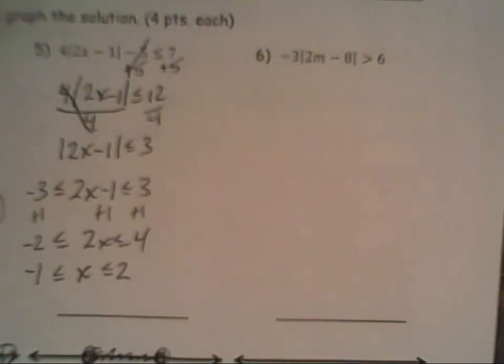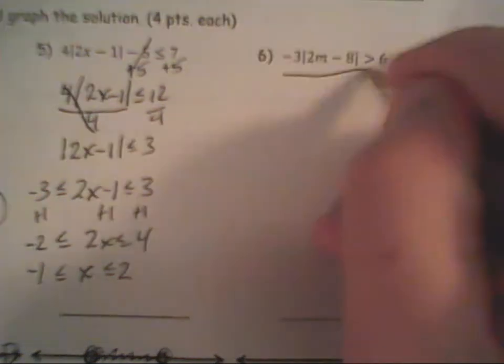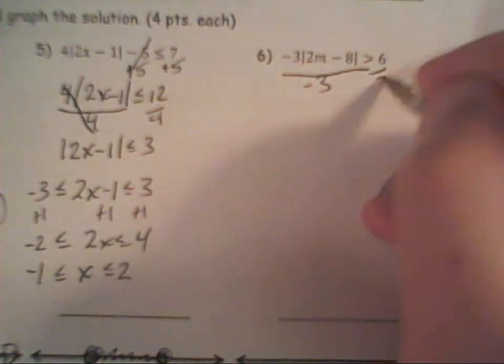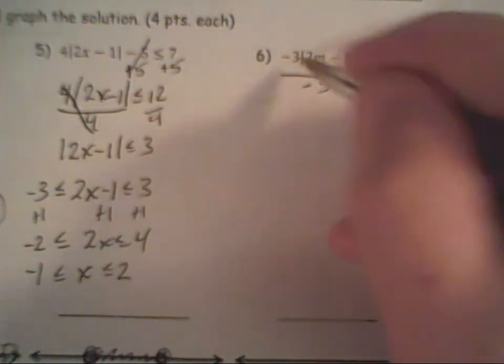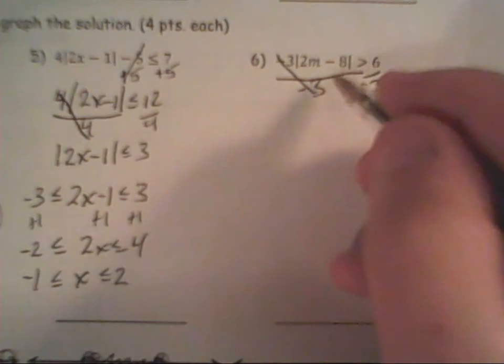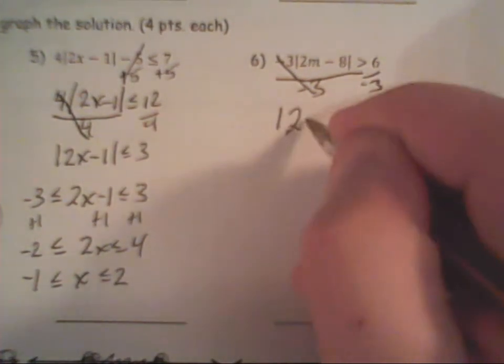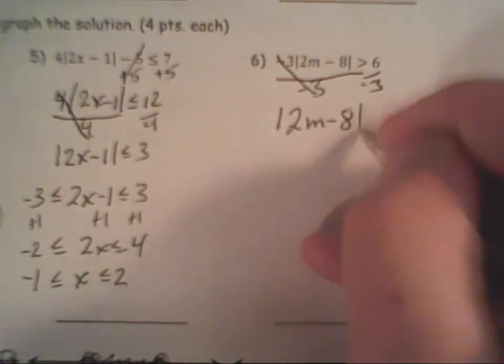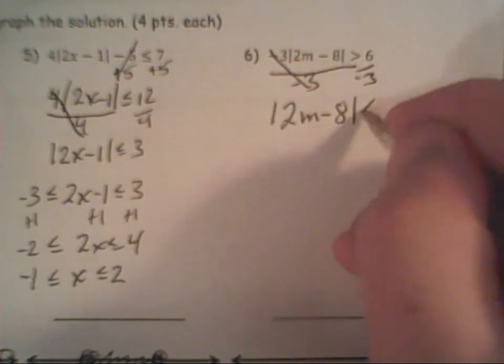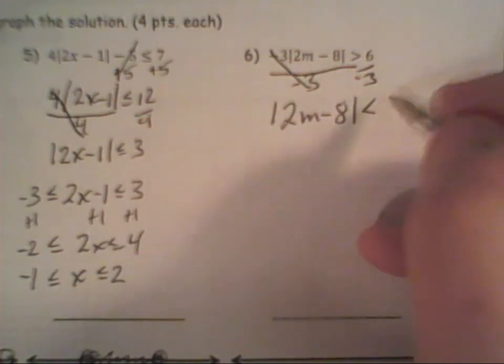Number 6. 6 is an unusual equation, but we had a couple starter problems similar to this the last few days. If I divide both sides by -3 to isolate the absolute value, I'm going to have the absolute value of 2m minus 8. I'm going to switch the sign because I'm dividing by a negative number, and 6 divided by -3 is -2.